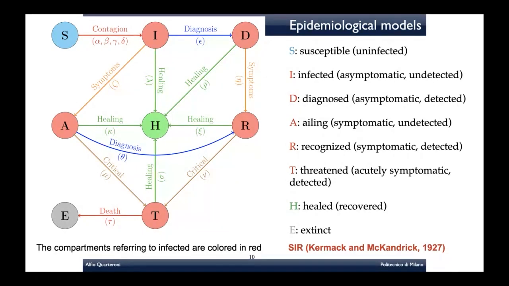But let me first of all say that in this very picturesque representation of the model, we have many symbols. Those are parameters, alpha, beta, gamma, delta, epsilon, and so on, and so forth. And those parameters are there to characterize the specific type of epidemic, the specific type of contagion. I will come back to that because I would like to make a comment about the use of data-driven models in this specific context later on.